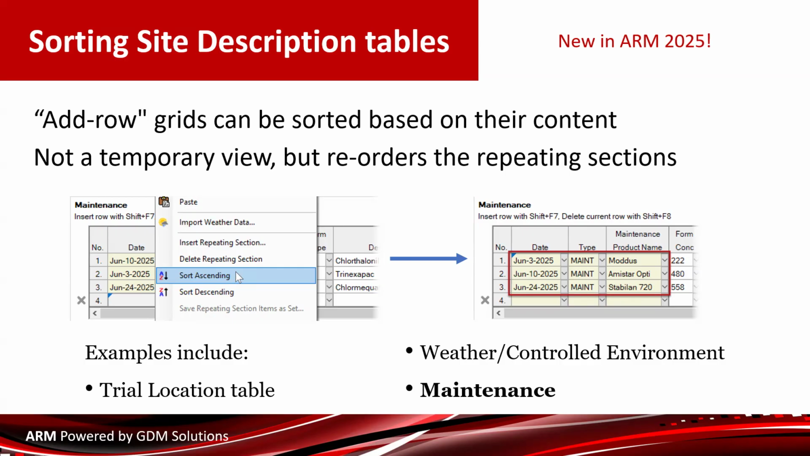So the prominent examples where I think this would be useful, in tables with this structure, would be in your protocols trial location table, the weather and the controlled environment that we'll talk about here real soon. Those can be rearranged, and then this maintenance tab as well. All of those would be the type of table where you can do this, and I think where there could be some logic where it would make sense, you might want to. So that's something new here in ARM.